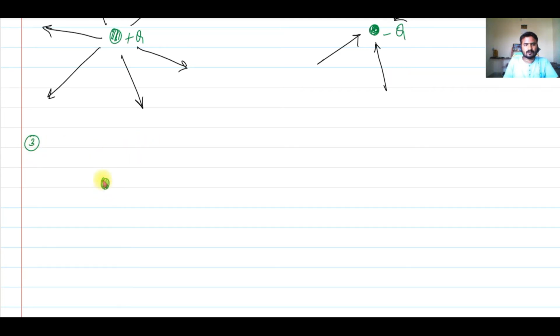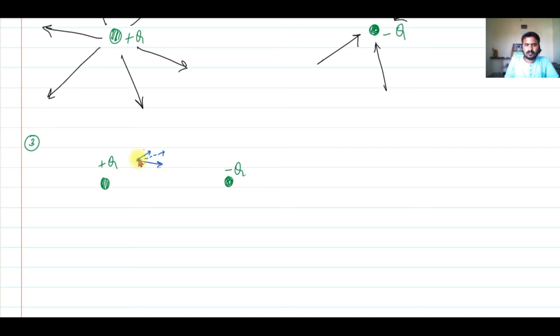So I have plus q here and minus q here. Okay, a positive and a negative charge. Now if you keep a unit positive charge here, it will get repelled by this positive charge, and at the same time it will get attracted by this negative charge. So in which direction will this move? This unit positive charge will experience a force somewhere in between them.